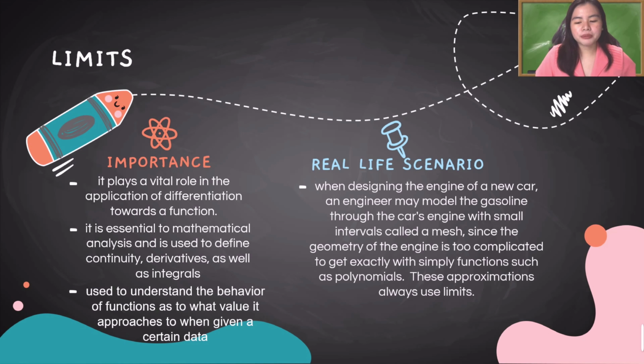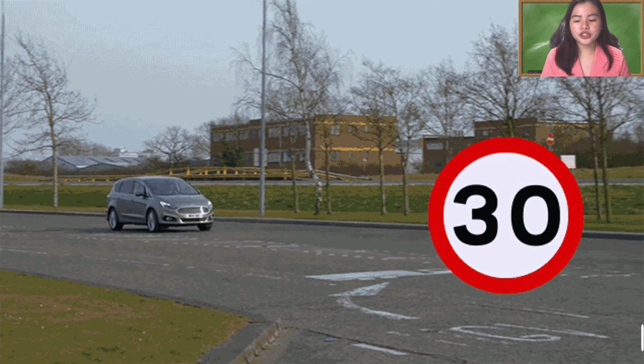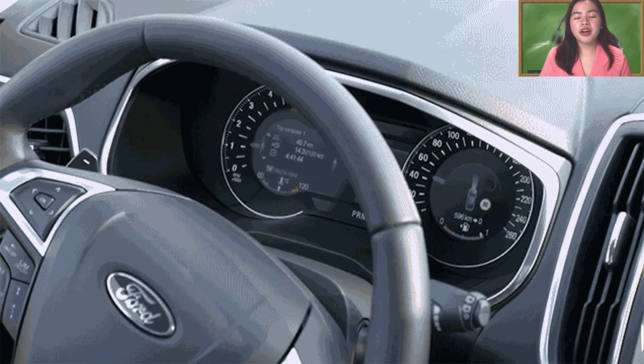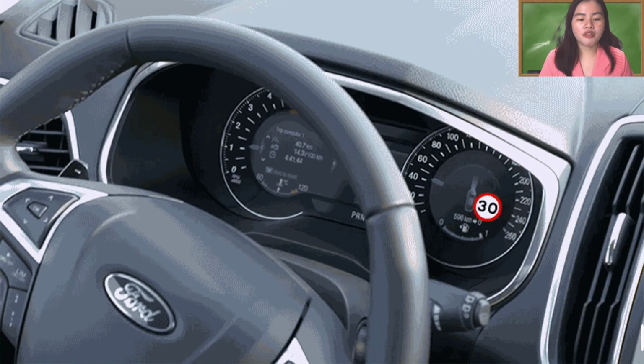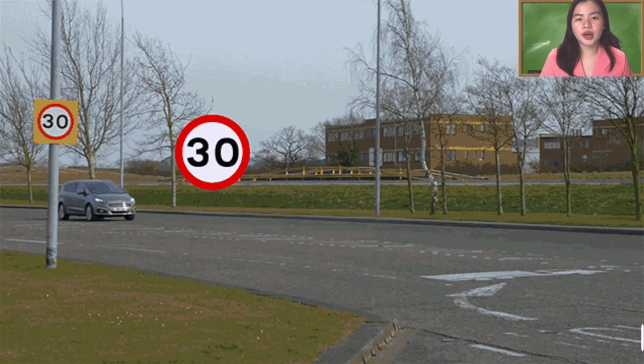For example, when designing the engine of a new car, an engineer may model the gasoline through the car's engine with small intervals called a mesh. Since the geometry of the engine is too complicated to get exactly with simple functions, these approximations always use limits. Another scenario is when you are traveling with your own vehicle and you find many speed limit signs along the way. This is also an example of limits used every day in our lives without us knowing.